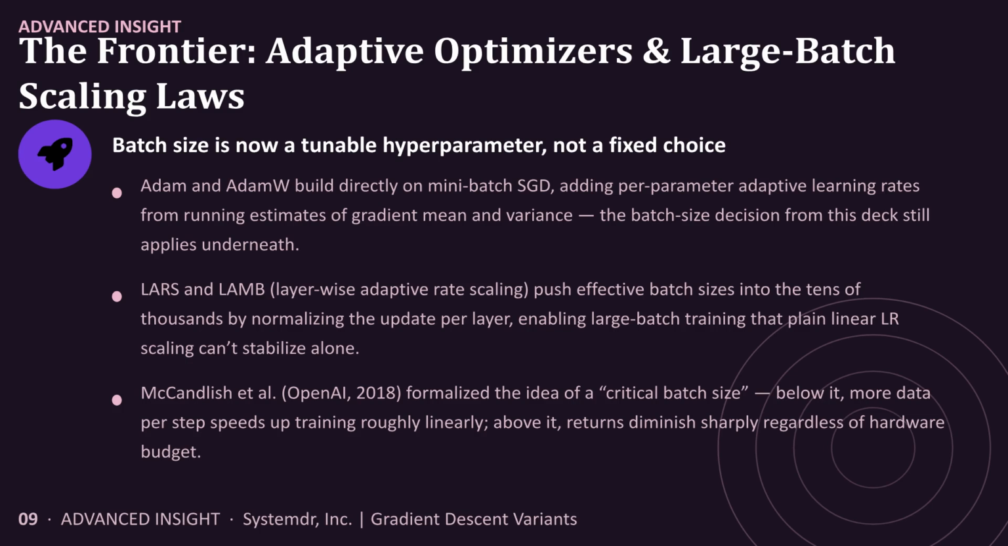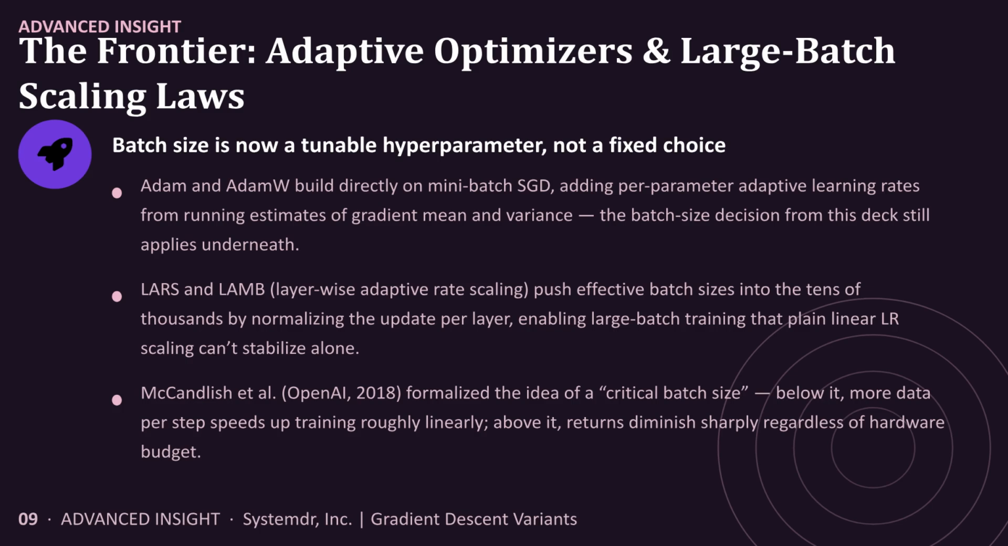And there's a concept worth knowing by name: critical batch size, formalized by McCandlish and colleagues at OpenAI in 2018. Below your model's critical batch size, adding more data per step speeds up training roughly linearly. Above it, returns diminish sharply, no matter how much hardware you throw at it. That threshold isn't universal. It depends on the model, the dataset, and even where you are in training, which is why large-scale training recipes get retuned per model family rather than reused wholesale.